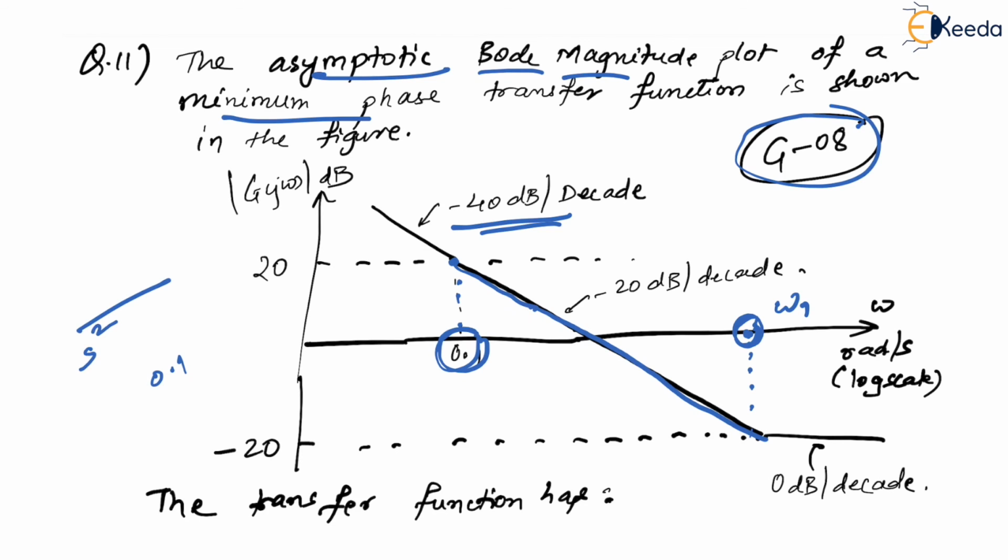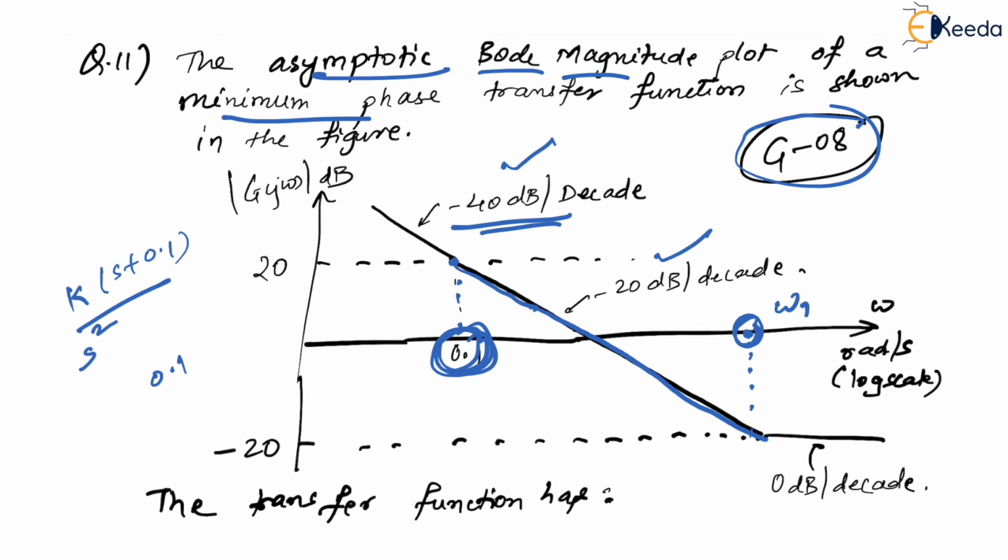Yes. Now what happened at 0.1? The slope changed from minus 40 dB to minus 20 dB. It means the slope got increased. Slope got increased in the sense that definitely at 0.1, I will be having some zero. So definitely this is k into s plus 0.1. There is some zero, correct?